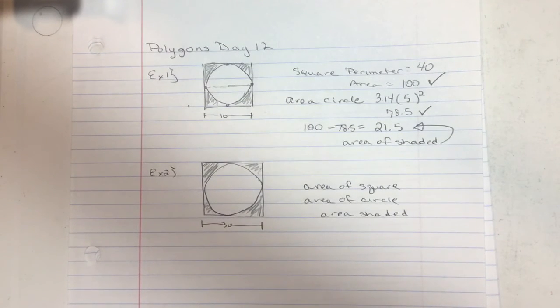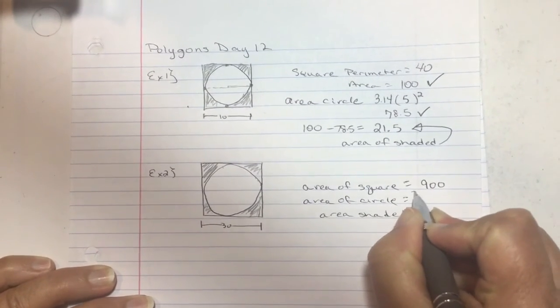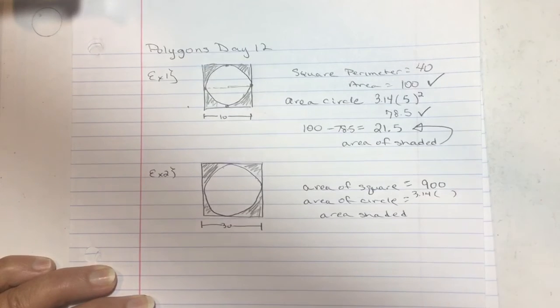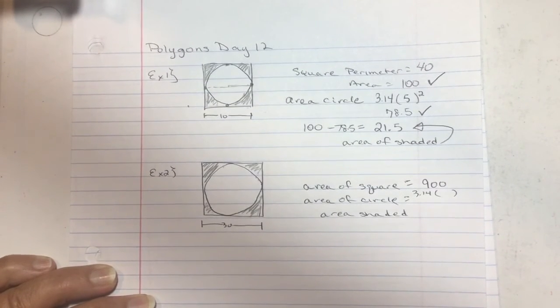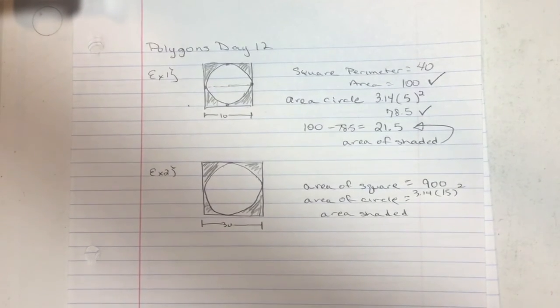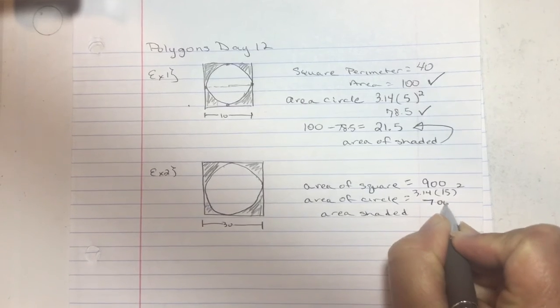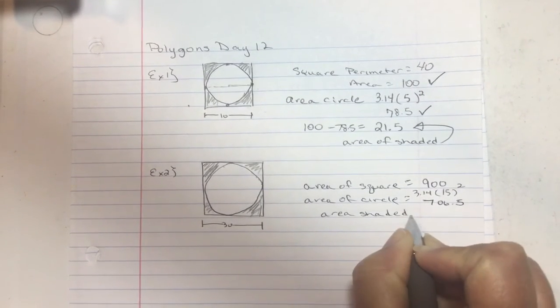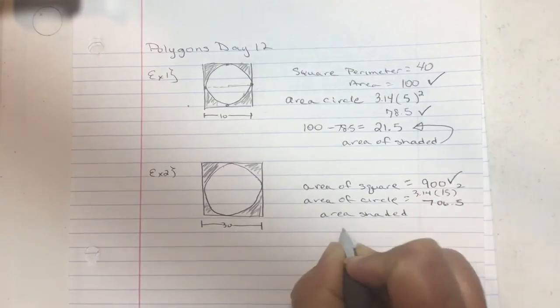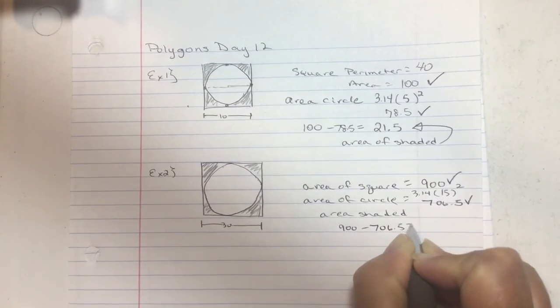Okay, the square was length times width, and 30 times 30 was 900. The circle was pi times the radius squared. What did you use for the radius? Hopefully you said 15. So 15 times 15 is 225, multiplied by 3.14 is an area of 706.5. So the shaded area is the whole square, and you subtract out the circle.